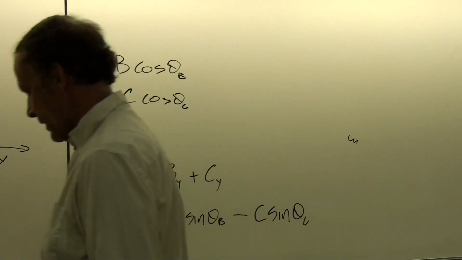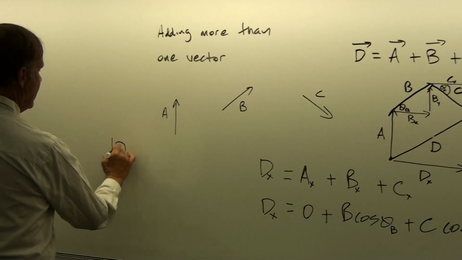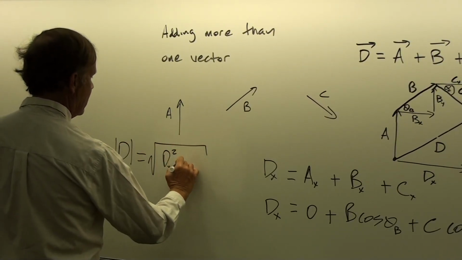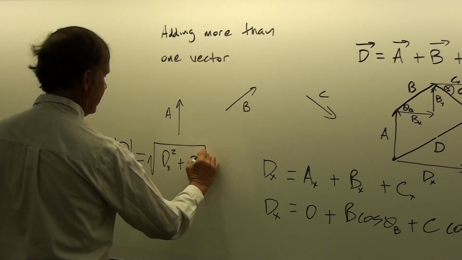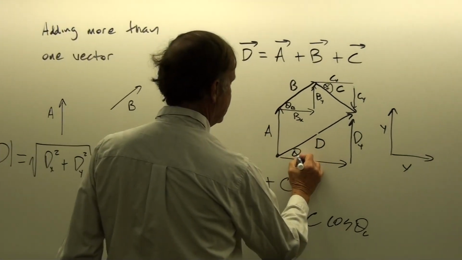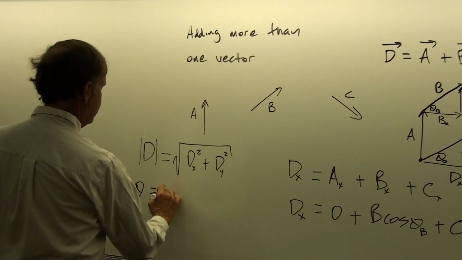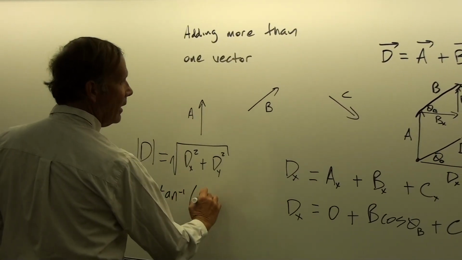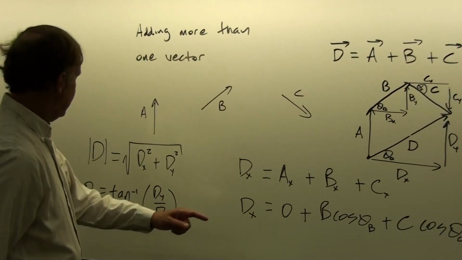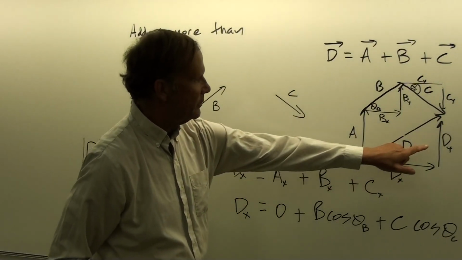And so from that, you could then proceed to find D magnitude is equal to the square root of Dx squared plus Dy squared. And theta here, call this theta D, would be the inverse tan of Dy over Dx, because the tangent of theta D is going to be Dy over Dx.